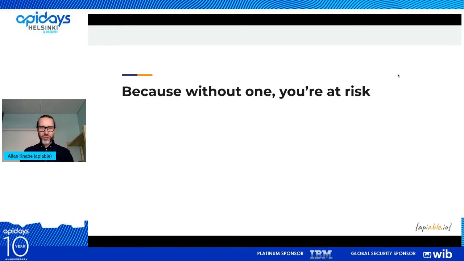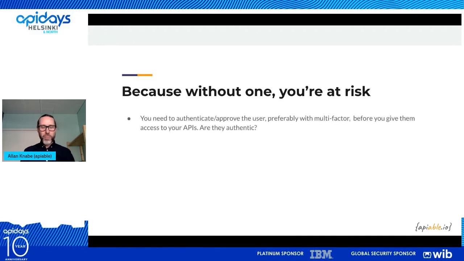Why could you not live without an API portal? Because you're at risk if you don't have one, right? You need to authenticate the user. Normally a developer comes in a little bit later in the process, but preferably with multi-factor. So you need to ask, are you authentic? Are you a real person? Can I trust you with my APIs? Do I know who's using them effectively?